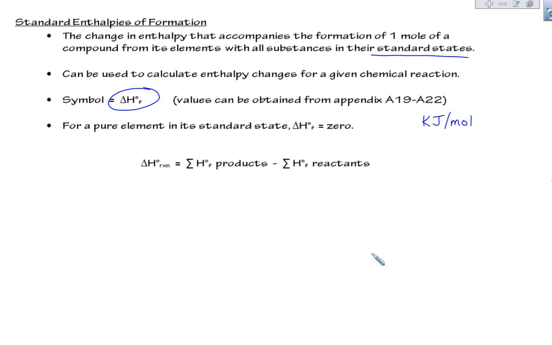And sometimes people are a little confused by that degree symbol. That degree symbol just means that the elements were in their standard state. So for example, if I was looking at the enthalpy of formation of copper oxide, the copper was a solid and the oxygen was a gas. The elements were in their standard state of matter. That's all the little degree symbol means.